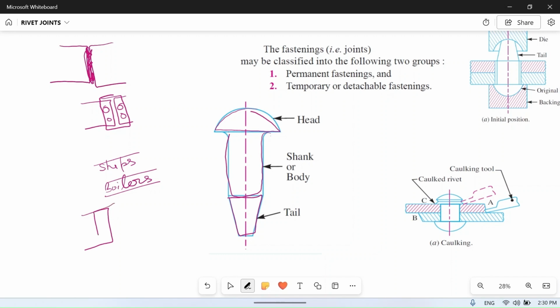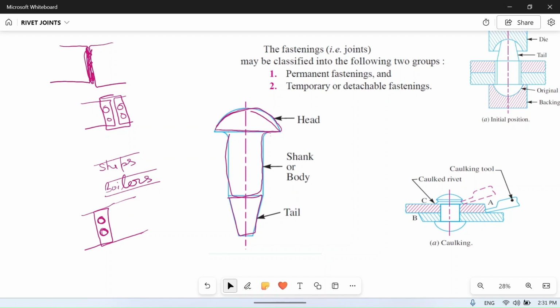Suppose we have to join these two plates. We are making holes here, so the hole area is removed, material is removed from here, which means the plate is becoming weak. While if you are using welding, then there is no need to make a hole, and welded joints are very strong, as strong as the original plate. If this is a rivet, the head may or may not be of this shape; it may be of a different shape. There are different types of rivets, this is only one of them, okay.